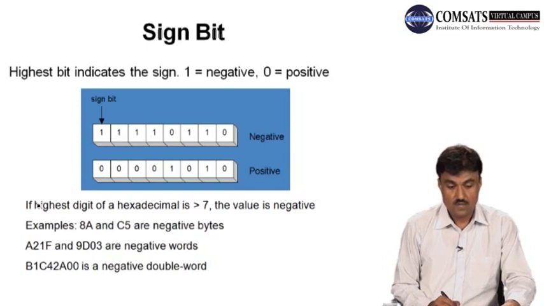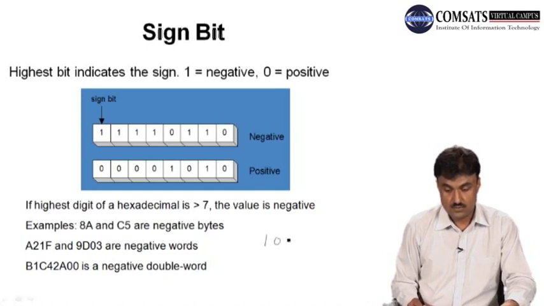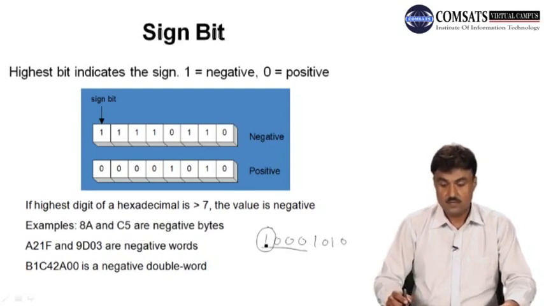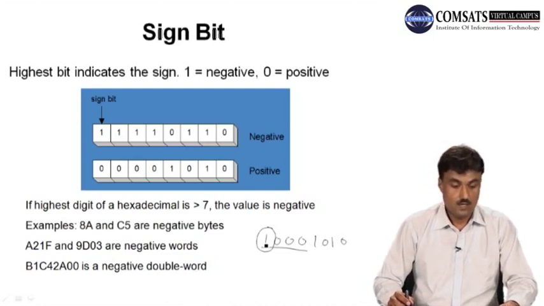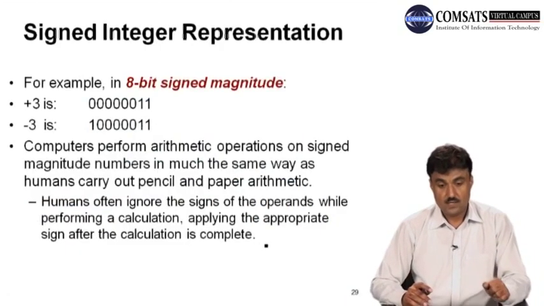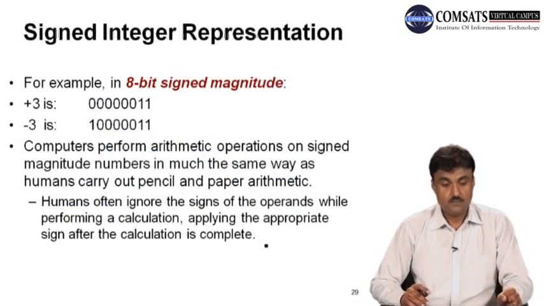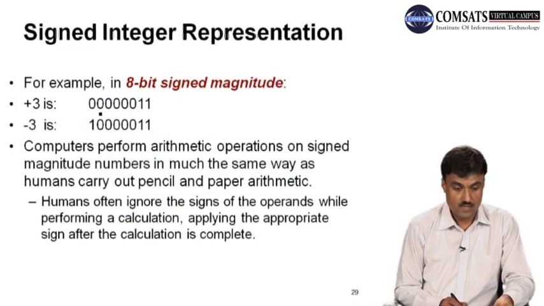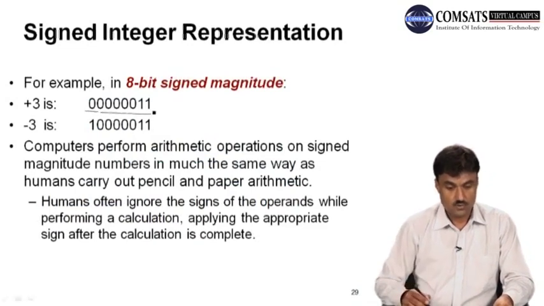If the highest digit of the hexadecimal number is greater than 7, the value is negative, for example 8A and C5, because 8A is represented as 1000 1010, since A is 8 plus 2. If this bit is 1, meaning the leading hexadecimal digit is greater than 7, then we can say this value is negative. In binary, it is obvious that if the leftmost bit, the most significant bit, is 1, then it is a negative number. Here in 8-bit signed magnitude, for example, for plus 3, the sign bit will remain 0, and the magnitude shows 3.